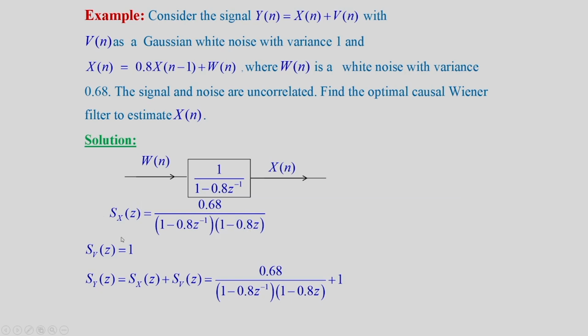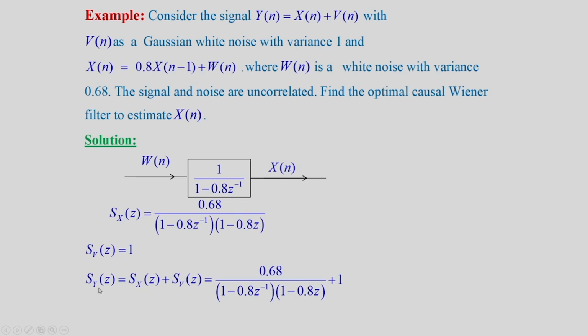So that way we can find out the power spectral density of Xn. Sxz is given by this. And since Vn is a white noise of variance 1, its power spectral density is equal to 1. So we have to find out the power spectral density of Yn. This is my Yn, and I know that the autocorrelation function of Yn is equal to the autocorrelation function of Xn plus the autocorrelation function of Vn, that we have analyzed earlier.